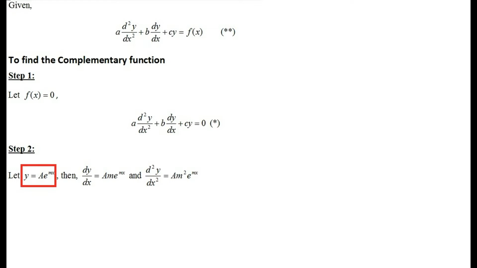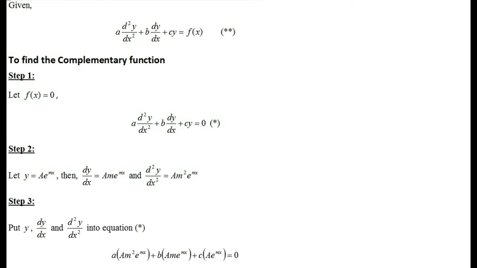So if y equals A e to the mx, we need to calculate dy over dx, the first derivative. Bearing in mind A and m are constants, when we differentiate A e to the mx, we're going to have Am e to the mx for dy over dx, and if you differentiate again, d2y over dx squared will be Am squared e to the mx. So in step two, take y equals A e to the mx, differentiate once, and differentiate again because we need d2y over dx squared as well.